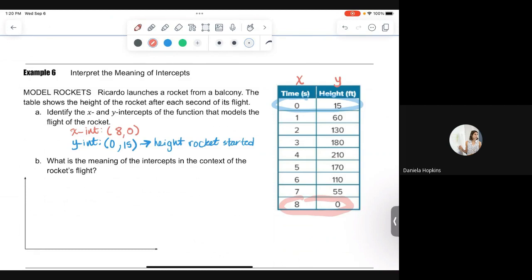So what does our x-intercept represent, where it's 8, comma, 0? It does lie on the x-axis. So after 8 seconds, what do we know about the height? It hit 0. So we hit the ground at 8 seconds. So when the rocket landed.